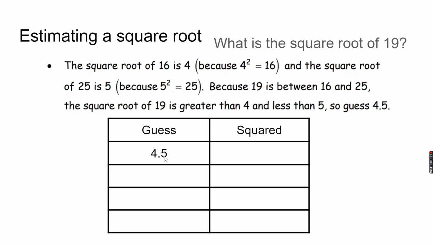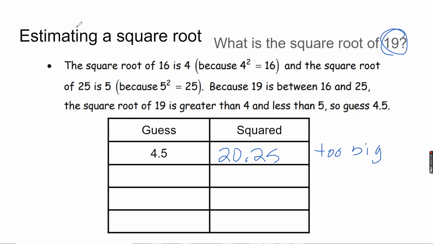What we're going to do is we're going to open up our calculator. So I've got my calculator over on my right side here. And I'm going to type in 4.5 times 4.5. My calculator is telling me that it is 20.25. So I'm going to look back at the number. I'm looking at 19. This number is too big. So since that number is too big, I know that I have to go smaller.